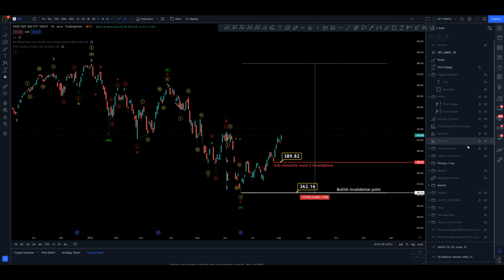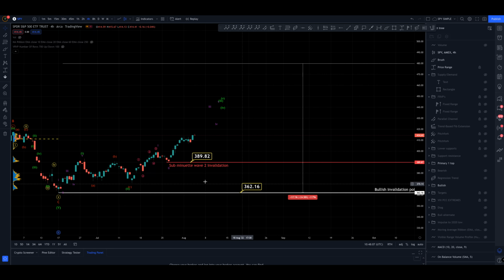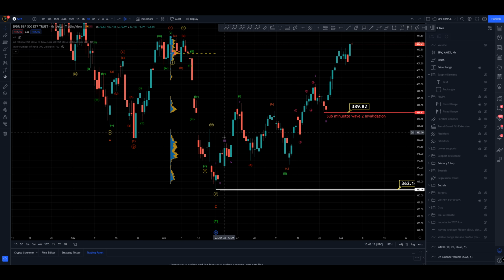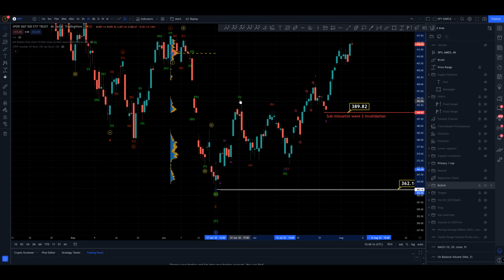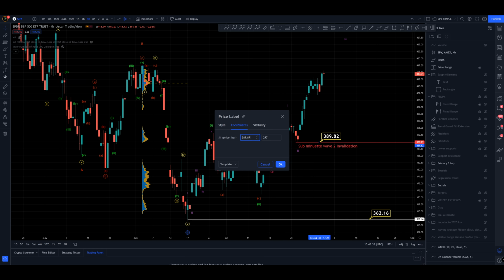So, let's have a look at the more recent count. We have to come down to a smaller time frame to do this, so let's come down to the 4 hour. And off of the low, this is how I have it subdividing. 1, 2, 3, 4, 5, minuet 1. A, B, C, regular flat, minuet 2. 1, 2, 3, 4, 5, microwaves, subminuet 1, zigzag, subminuet 2, with a subminuet wave 2 invalidation point of 389.82. Actually, it's 87, isn't it? So let's just correct that while we're here.